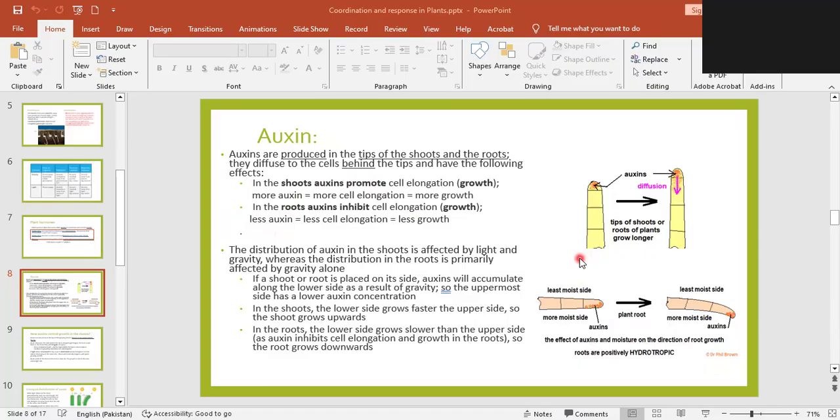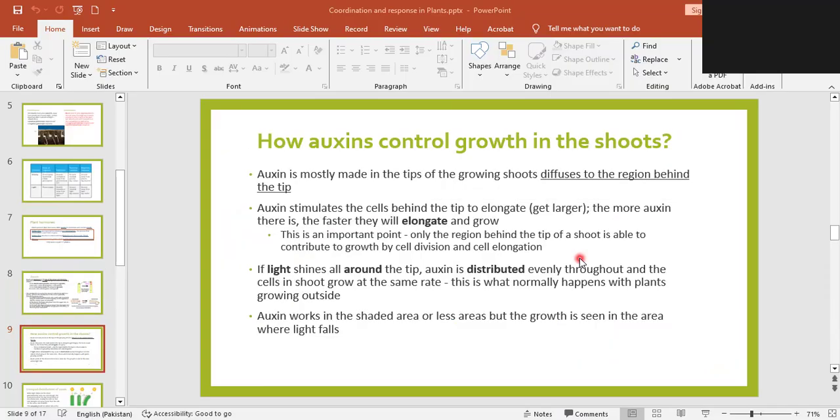Okay, now there are certain situations. How does auxin control growth in the shoot, right? You know that it is usually made in the tips of the growing shoot and diffuses to the region behind the tip. They are produced in the tip, but they work behind the tip, right? Okay, and they stimulate the elongation part.